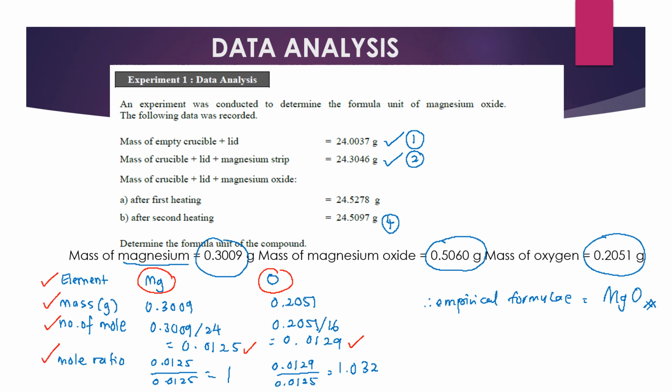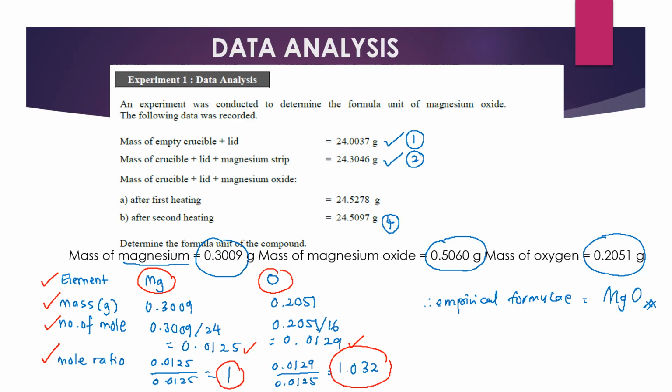The next row, you must find the mole ratio between these two values. Which one is the smallest? 0.0125. So both elements must be divided by 0.0125. You get 1 for magnesium, and for oxygen you get 1.03 here. Okay, here you do not have to multiply by any number because this is 0.03, right? So no need to round off.